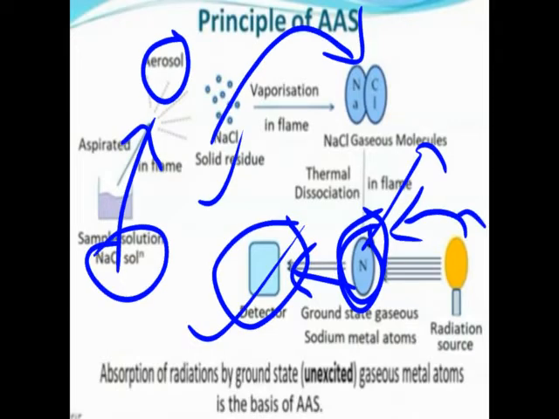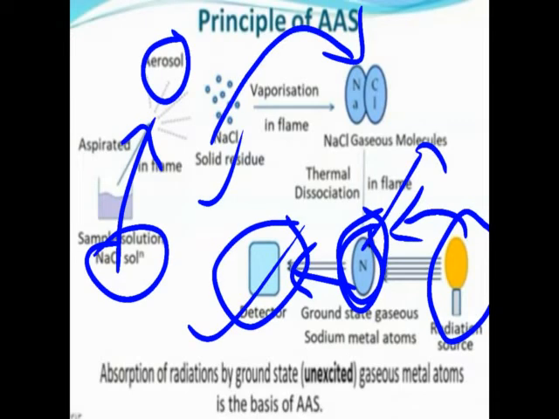Why? Because we are using a radiation source. The element, depending upon its property, will absorb the radiation and transmit the other radiations. So the way sodium absorbs the radiation is different, cadmium is different, and potassium will also absorb in a different way. So they will absorb differently depending upon their character. That's why we can analyze even if a mixture is present.